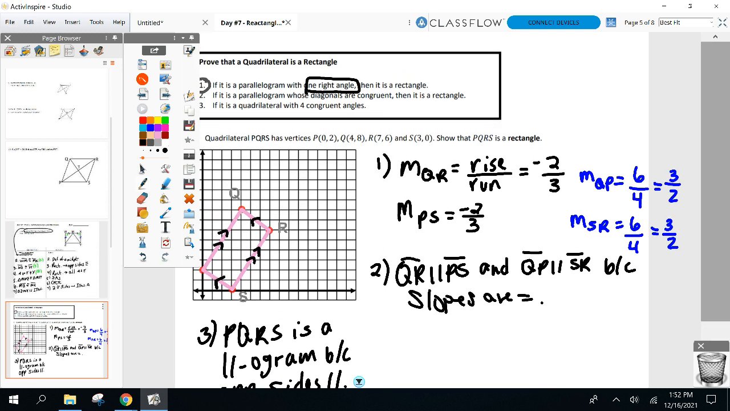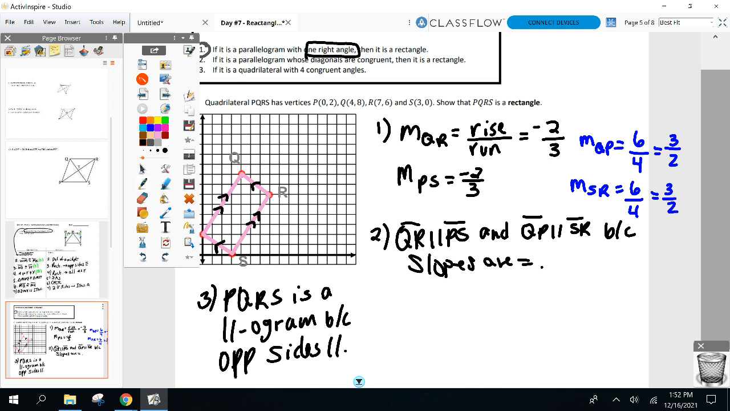I need to figure out how I can show one of those angles as a right angle. A parallelogram with a right angle makes a rectangle. How do I show there's a right angle at Q, R, S, or P? I don't need to do all four, just one. How are right angles formed? With perpendicular lines, right? Going back to good old slope.